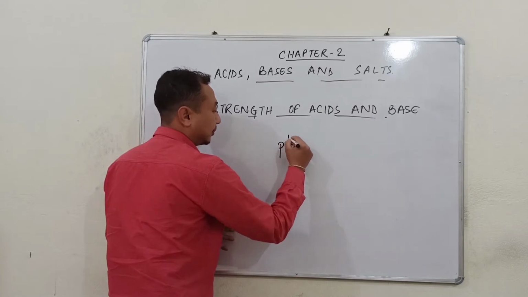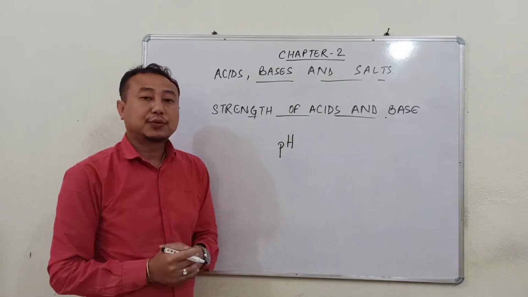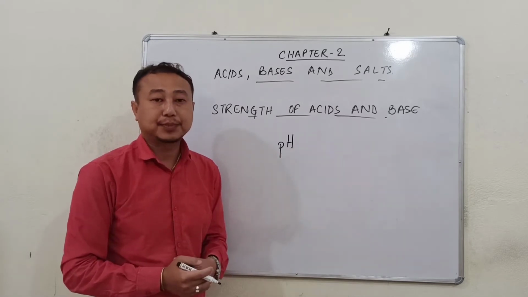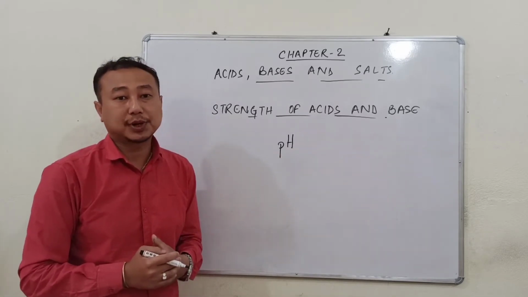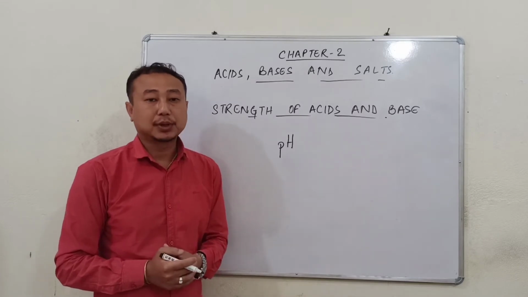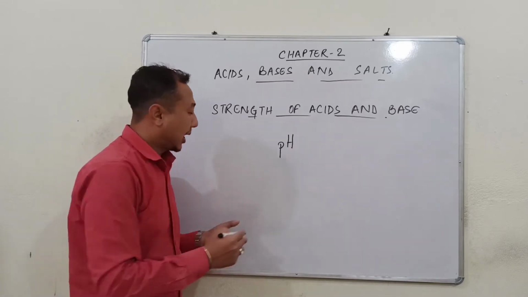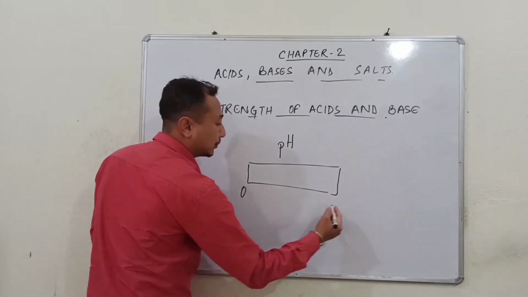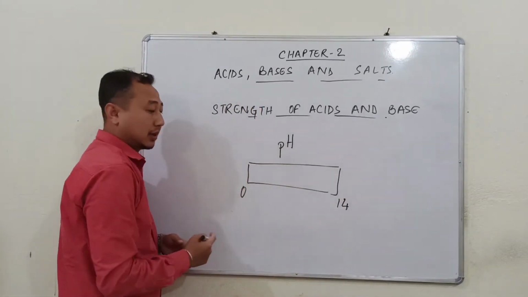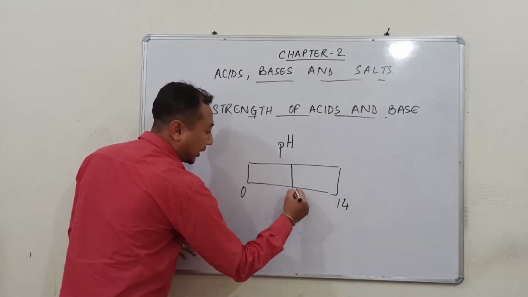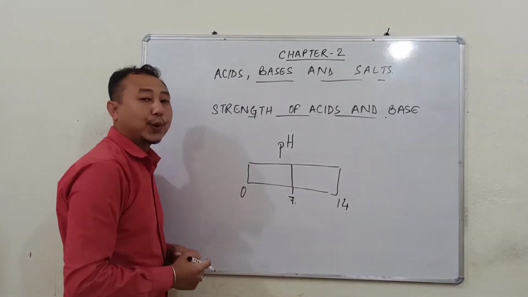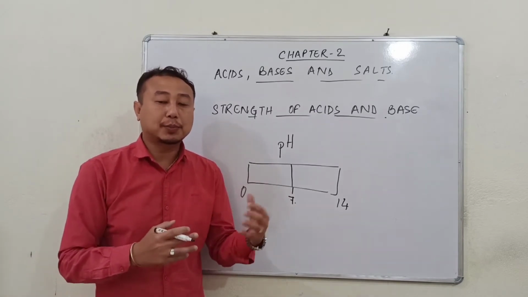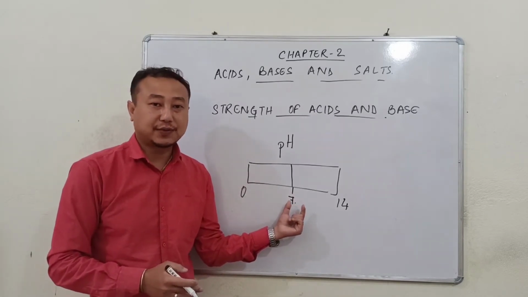pH, the full form in English, we can say in simple form, is power of hydrogen. That means how much amount of hydrogen ion is produced by the acid or a base. So the pH scale has markings from 0 to 14. In the middle, the pH 7 is for the neutral substance. That means the neutral substances, which are neither acidic nor basic, have a pH of 7.